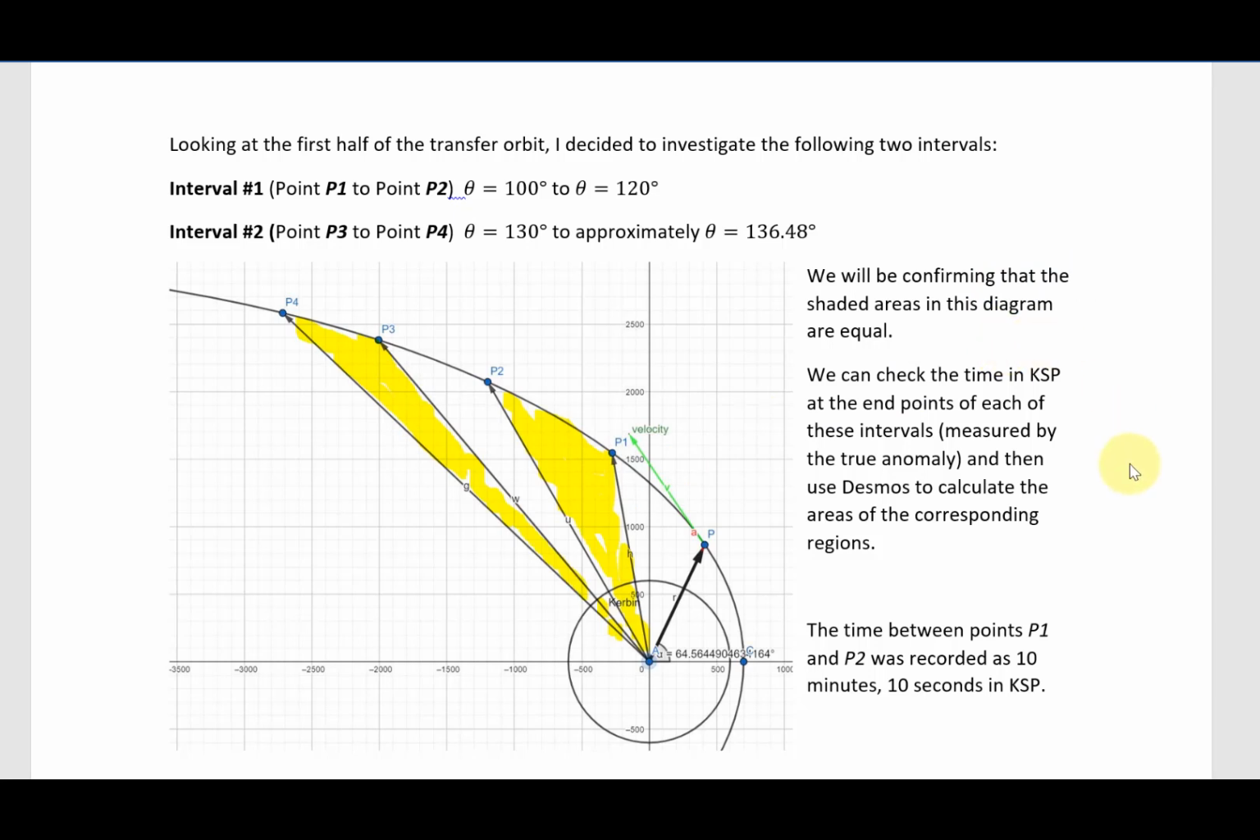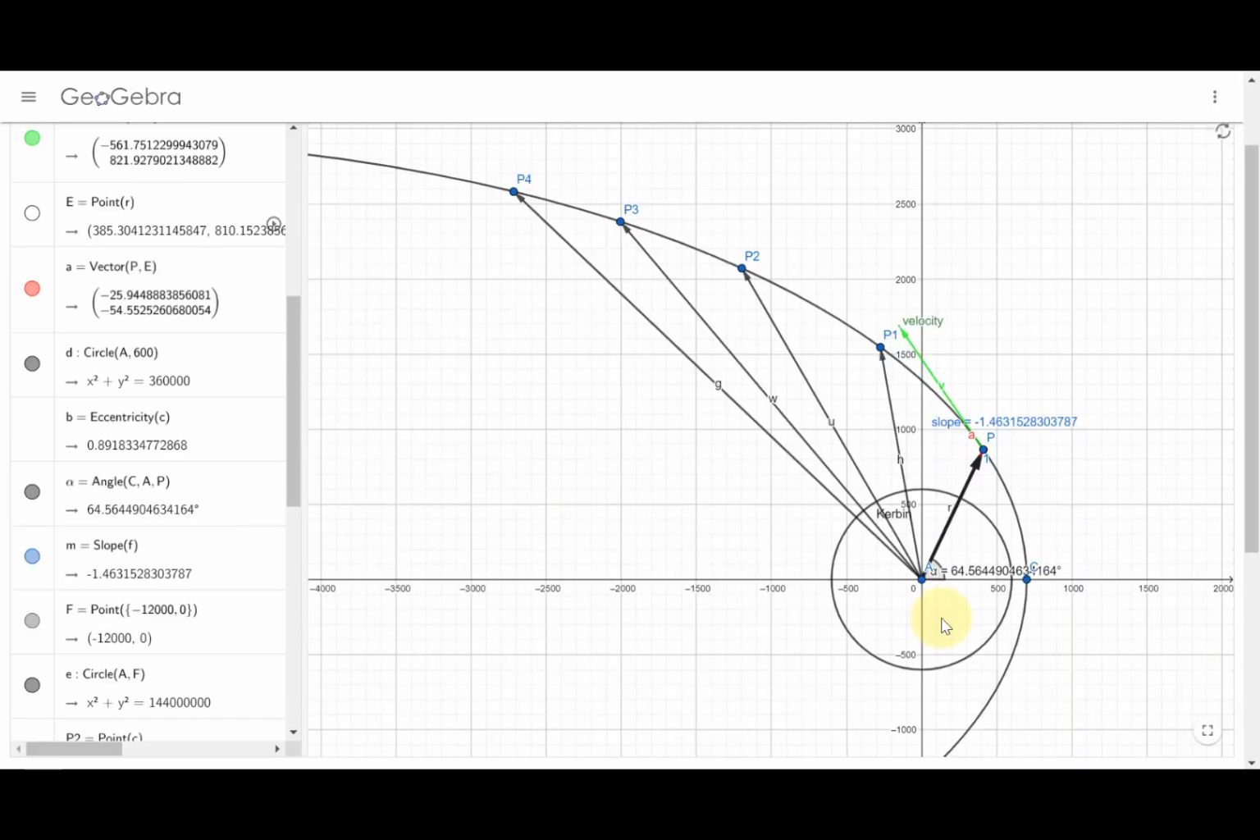We can check the time in Kerbal Space Program at the endpoints of each of these intervals, measured by the true anomaly, and then use Desmos to calculate the areas of the corresponding regions. So first, here I am in GeoGebra, and I've had the computer sketch out for me the elliptical orbit, the transfer orbit from Kerbin. Here's the planet Kerbin out to the Mun, and I've labeled those 4 points, 2 points on each interval that I'll be checking to confirm Kepler's law.